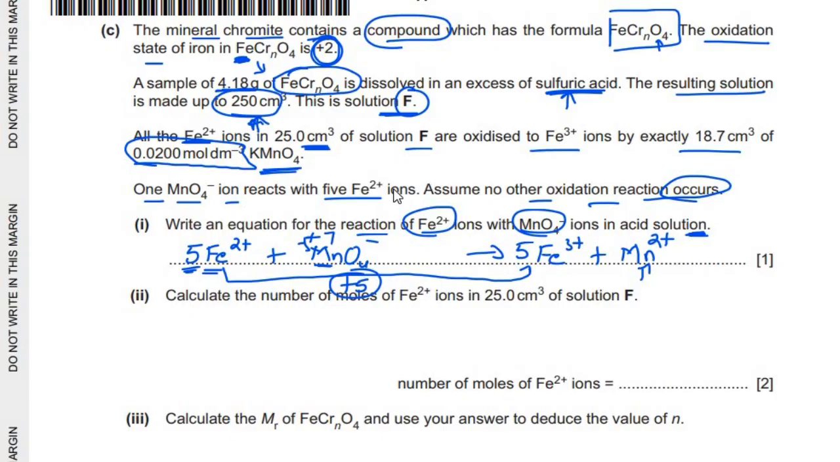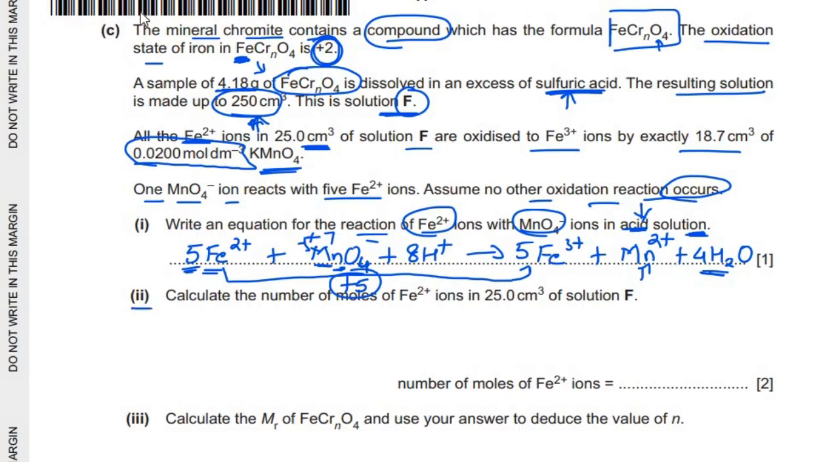Now, what about the oxygen atoms? The 4 oxygen atoms present here will change to 4 water molecules. And what about the hydrogen here? That 8 hydrogen will be used here as 8 hydrogen ions, because it's clearly written that it is in the acid solution here. So this is how you're going to frame an ionic equation for the reaction of Fe2 plus with the manganate ions.